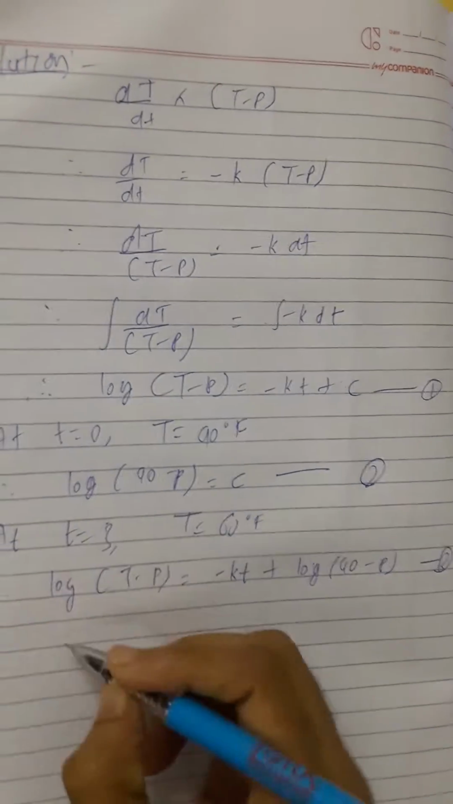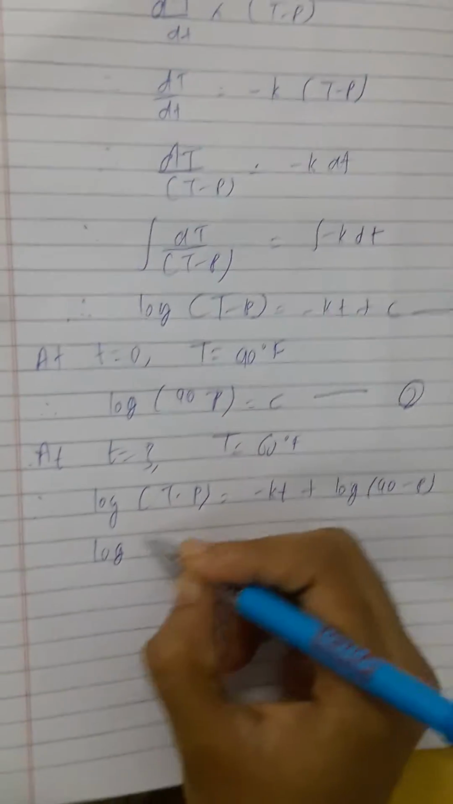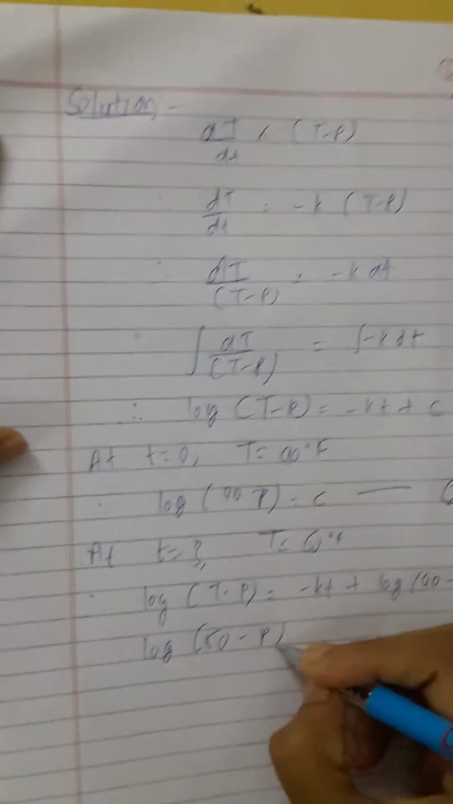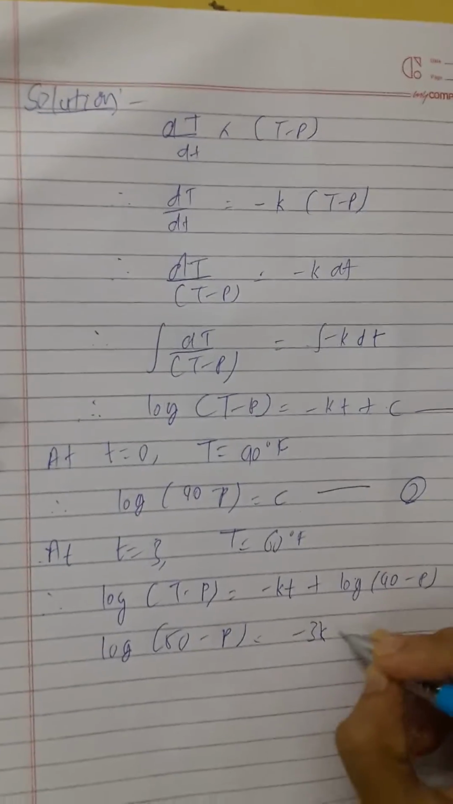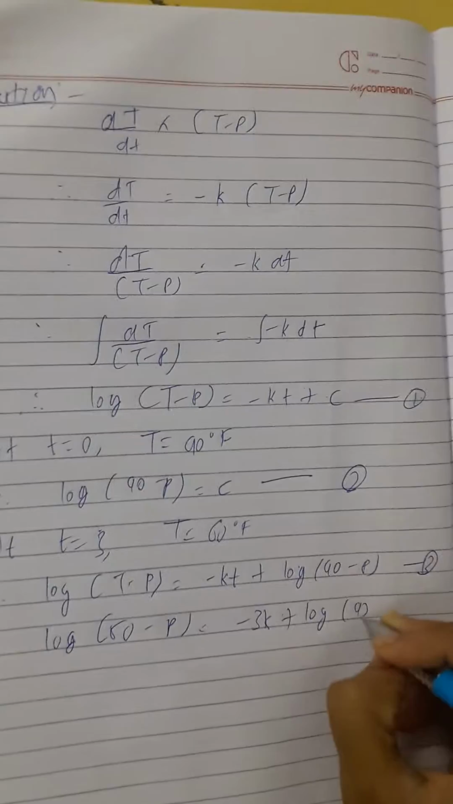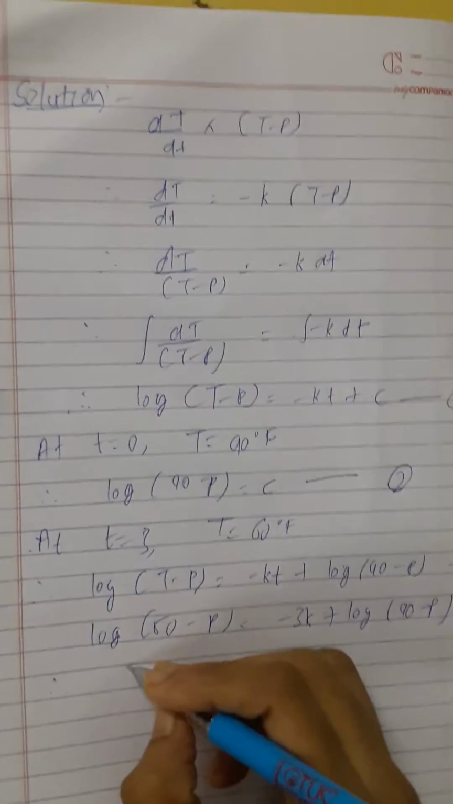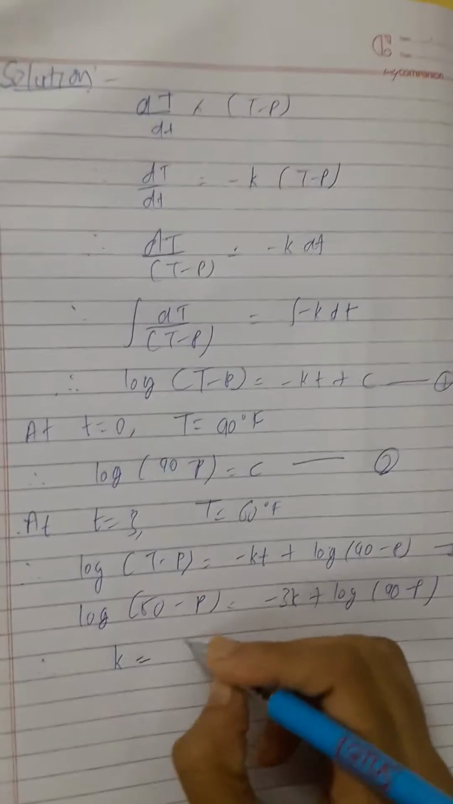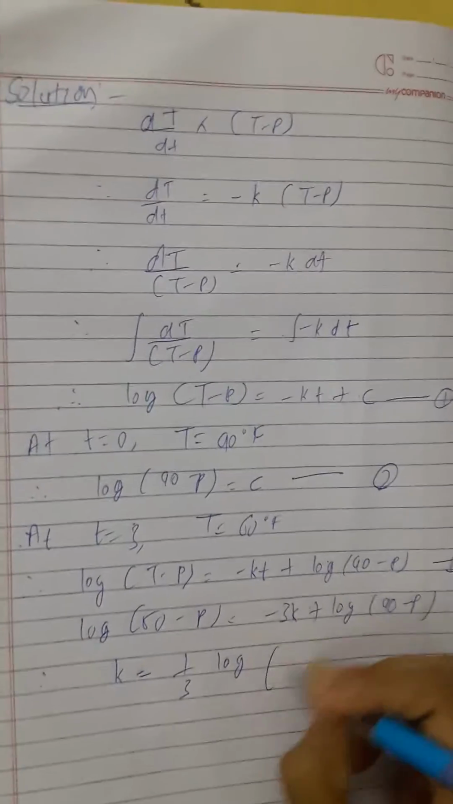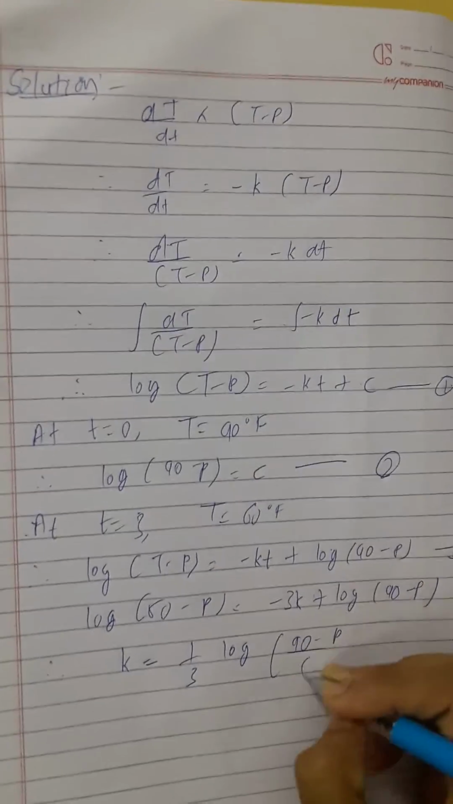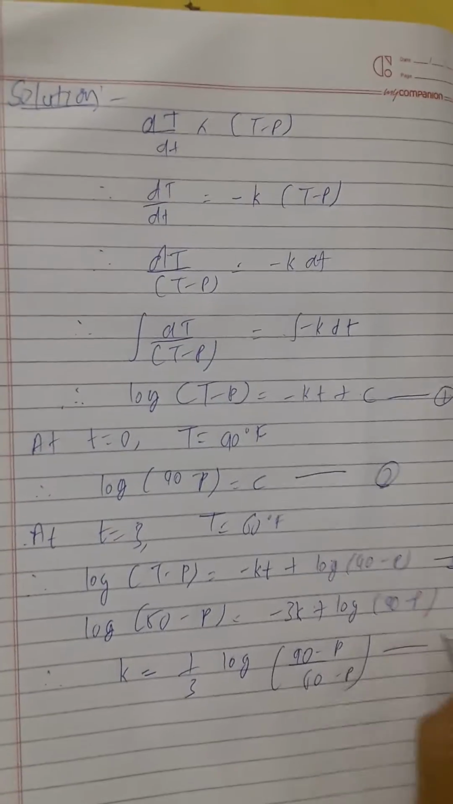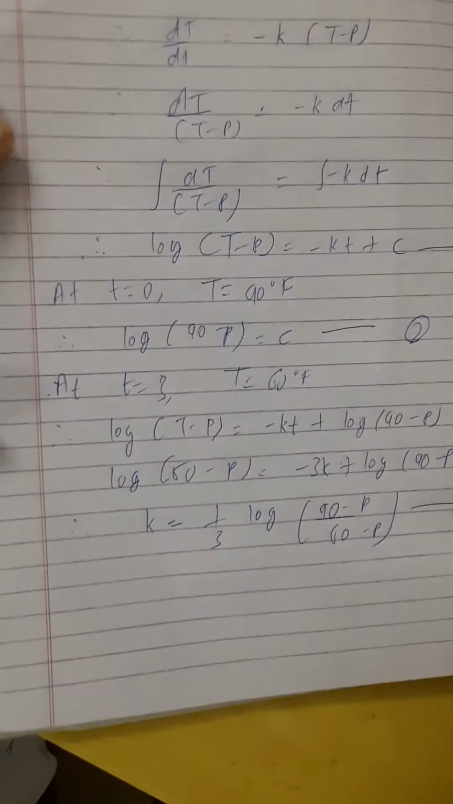Now, putting these values in equation number 3, we get log(60 minus P) equals minus 3K plus log(90 minus P). From this we get the value of K equals 1 by 3 log of (90 minus P) upon (60 minus P). Call this equation number 4.